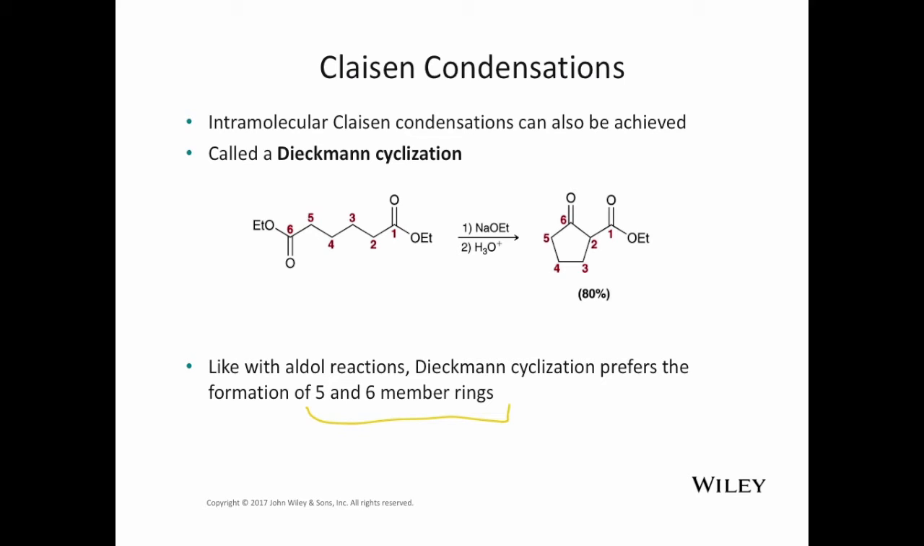So in this, you would form the enolate with one of the ester groups. So for example, we could form the enolate at carbon 2, and then it's going to attack carbon 6, and that's how you end up forming this 5-membered ring. So you form a bond between carbons 2 and 6.